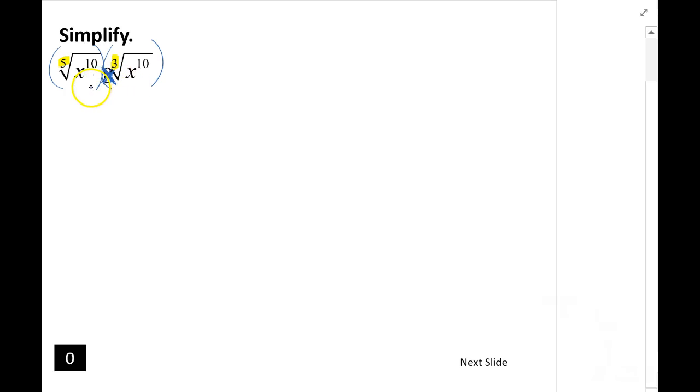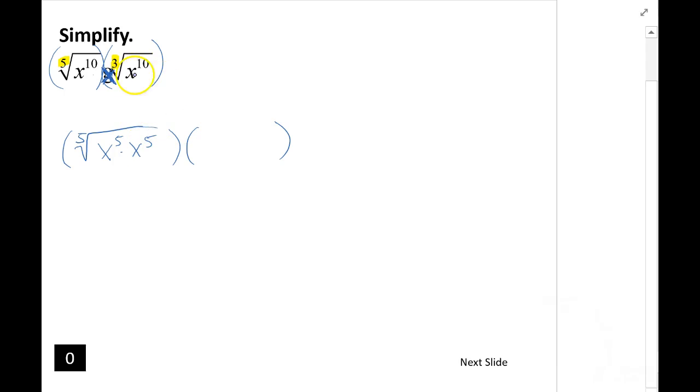And then in the end, we can see what we combine. Okay, so first, I'm going to focus on the left side. Okay, so now we have a fifth root, and it's x to the 10. So I need groups of 5. So I have two groups of 5 there.